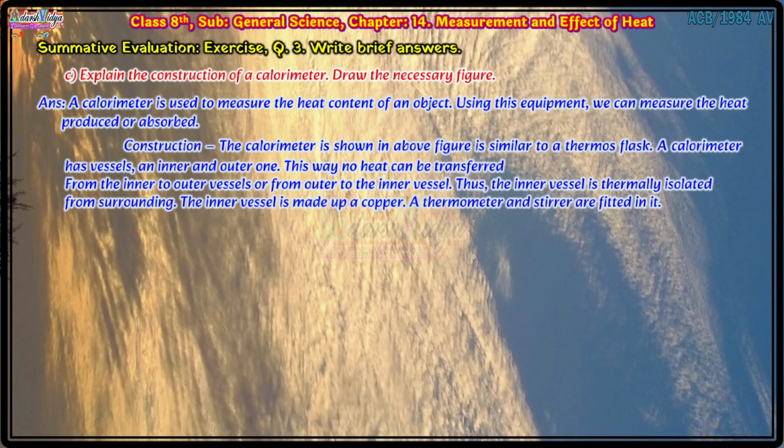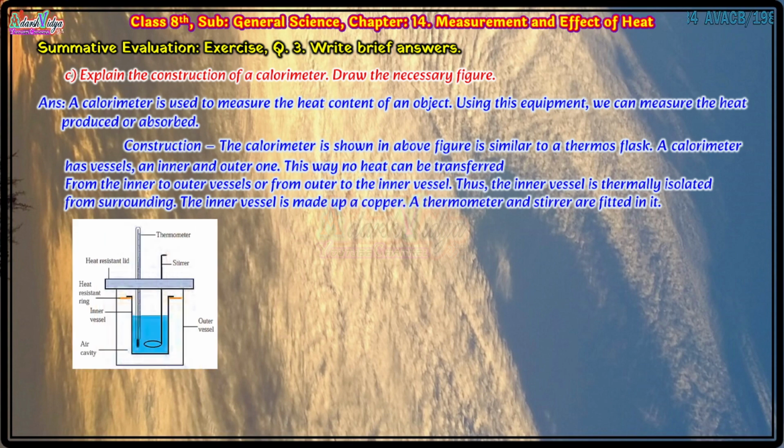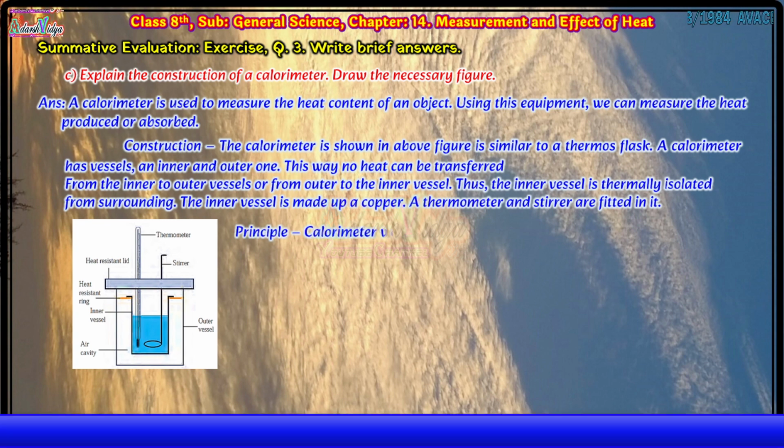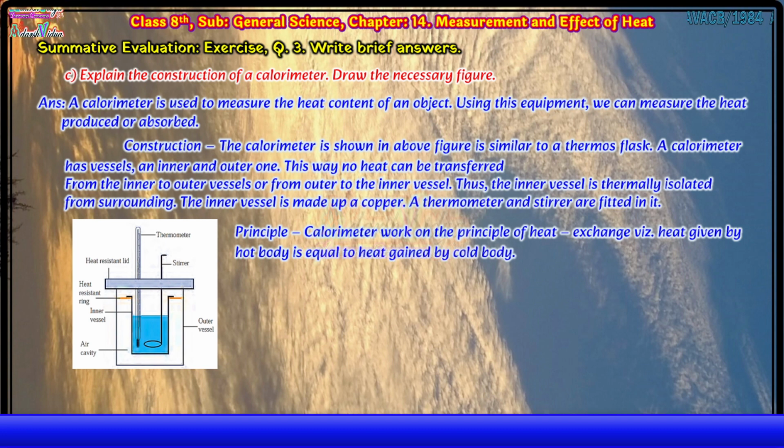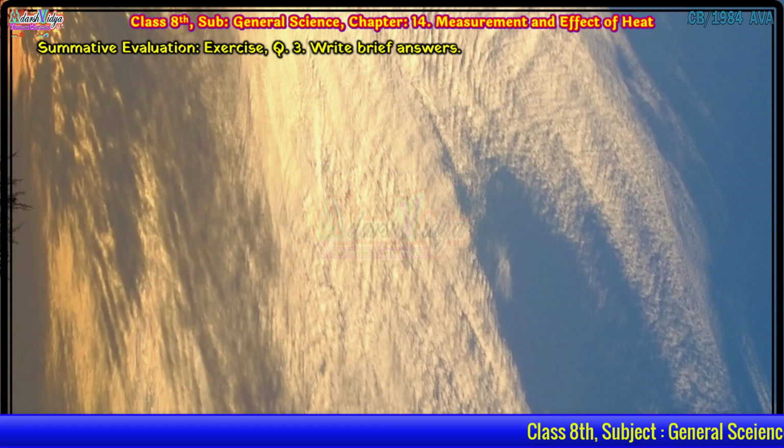The inner vessel is made up of copper. A thermometer and stirrer are fitted in it. See this diagram carefully and draw it in your notebook. Principle: a calorimeter works on the principle of heat exchange, viz. heat given by the hot body is equal to heat gained by the cold body.